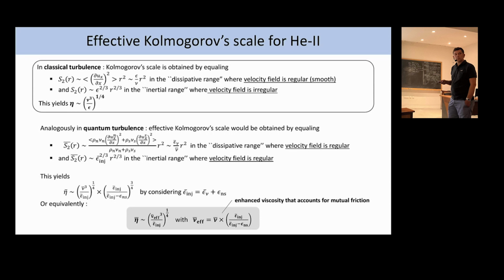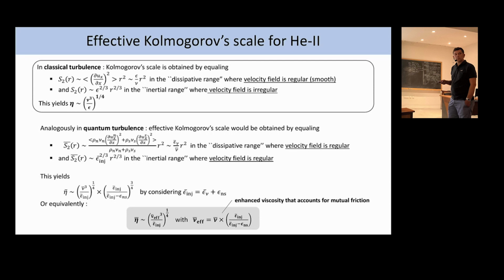And so just to remind how the Kolmogorov scale is obtained in classical turbulence: in the dissipative range, the velocity field is regular, and the second order structure function can be approximated from the local gradient. So you get this estimate of the structure function as a function of r. And in the inertial range, the velocity field is irregular, and from the Kolmogorov dimensional arguments, you get this behavior, and when you match the two, you get the Kolmogorov scale, with this expression.